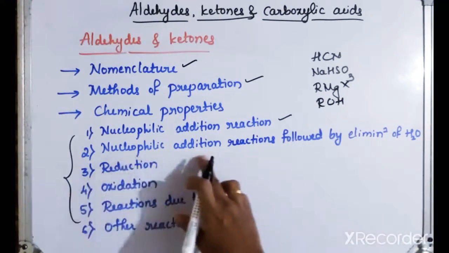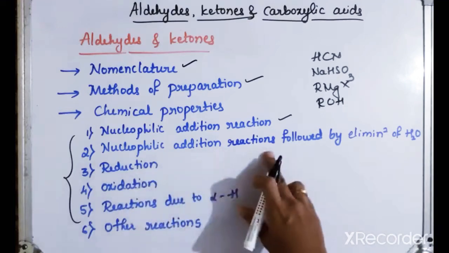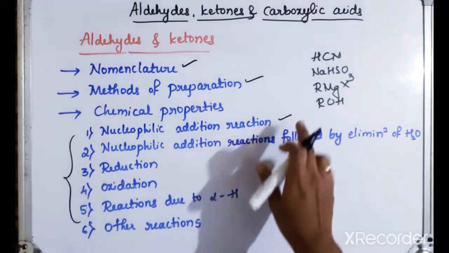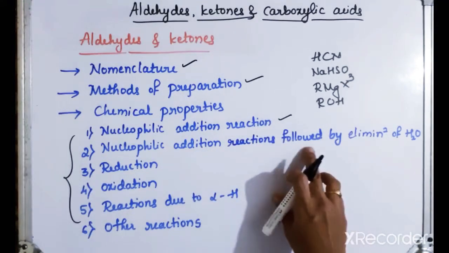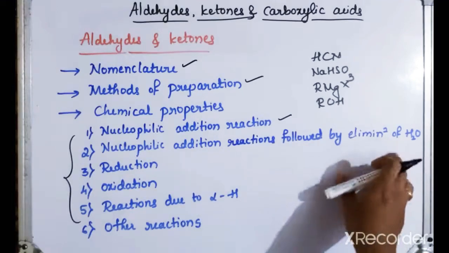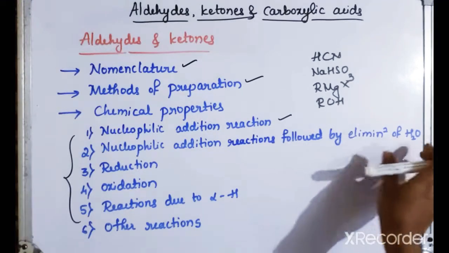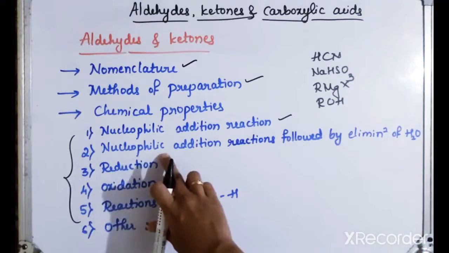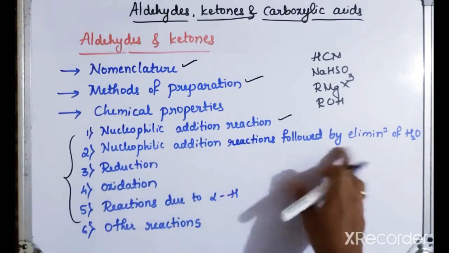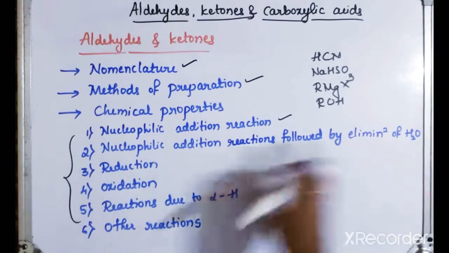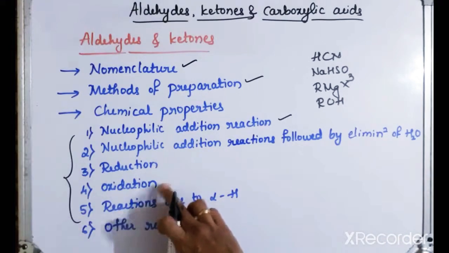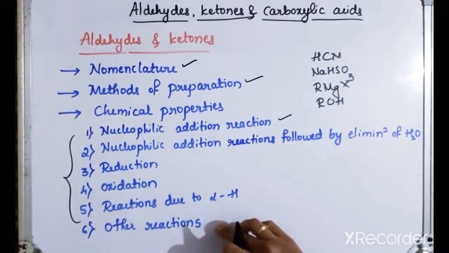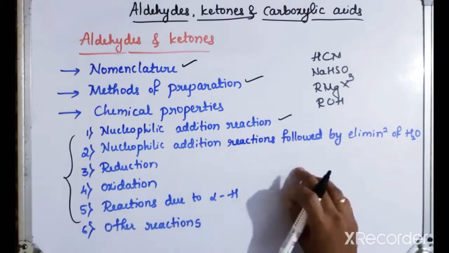Okay, so now we'll continue with the next category, that is nucleophilic addition reactions followed by elimination of water. This also comes in the nucleophilic addition reaction, but one additional step is there. After the attack of the nucleophile, there is an intermediate formation, and after the loss of water we get our final stable compound. So I am categorizing that into the second type, nucleophilic addition reactions followed by elimination of water molecule. And third is reduction, fourth one is oxidation, fifth is reactions due to alpha hydrogen atom, and the last one is miscellaneous reactions or other reactions. So we will discuss the remaining reactions in today's class.